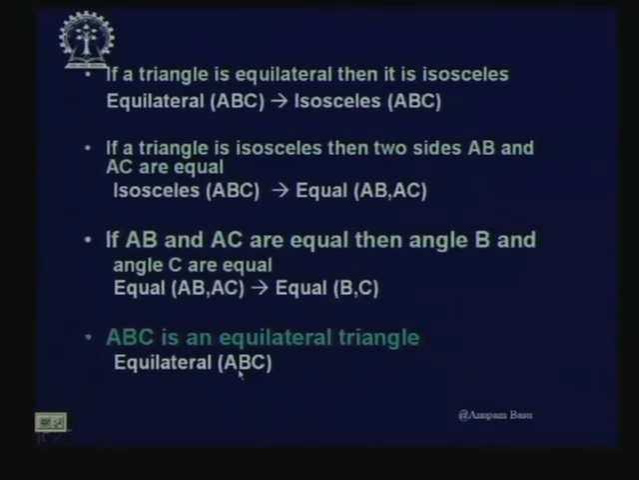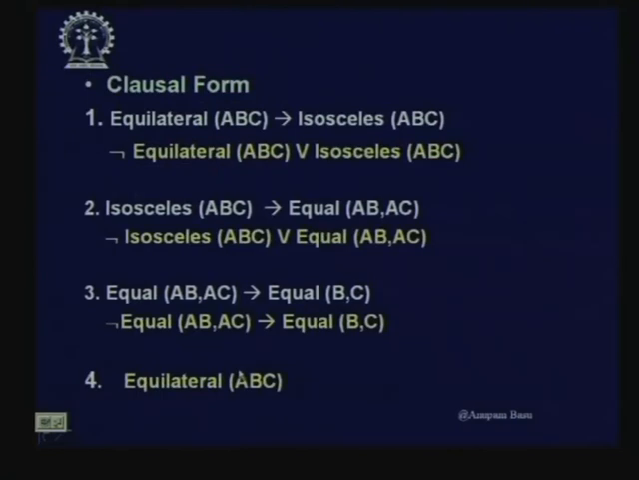Now, what is the next step? We have to convert them to clausal form. Now, we had equilateral ABC implies isosceles ABC. Converted to clause, it becomes not equilateral ABC or isosceles ABC. Isosceles ABC implies equal AB AC, that translates to not isosceles ABC or equal AB AC.